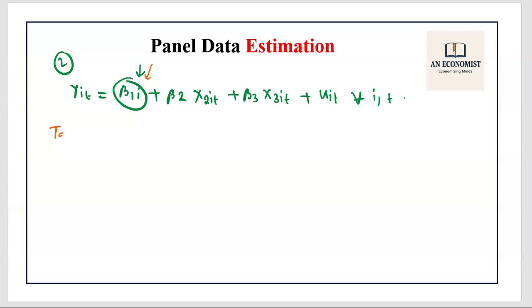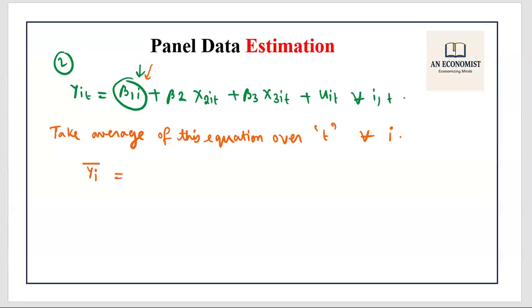If you take the average of this equation over t for all i, across all individuals, you will do that. Once you do that, the first thing will be this. If you take the average, the left hand side will be y bar. Then this beta 1i will be as it is. Then you have beta 2 x2 bar. Then you have beta 3 x3 bar. And then you have u bar, or you can write ui bar, basically.